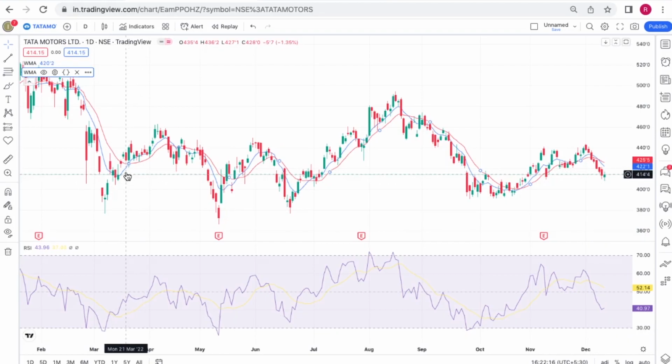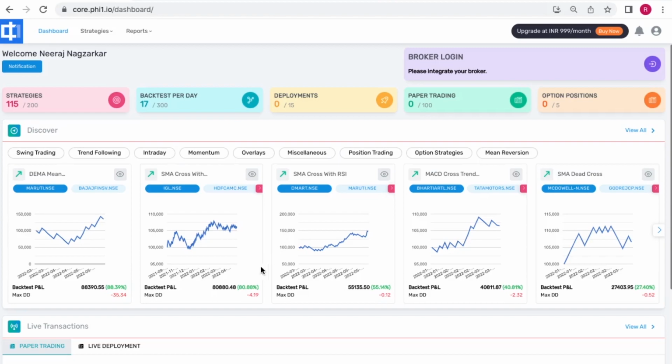So if you look here, when the short-term WMA crosses over the long-term WMA, the blue line crossing over the red line, this can be an indication of a buy signal, and the RSI at the same time is above 30, so this can be a trade. And when you exit here, when the blue line crosses below the red line, this is indeed a profitable trade. There are many such opportunities that can be seen here, one being here, with this being a buy and this point being a sell. So let's go to Phi 1 core to create this strategy.